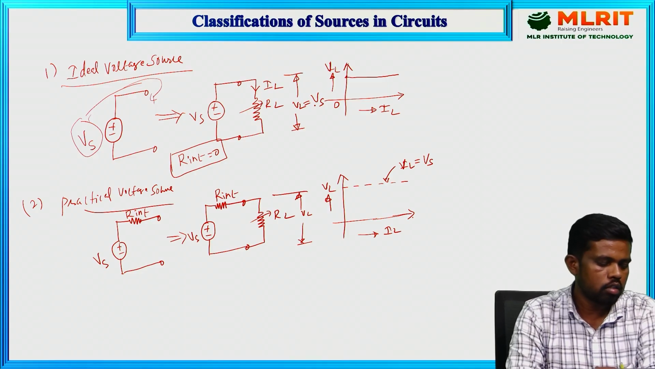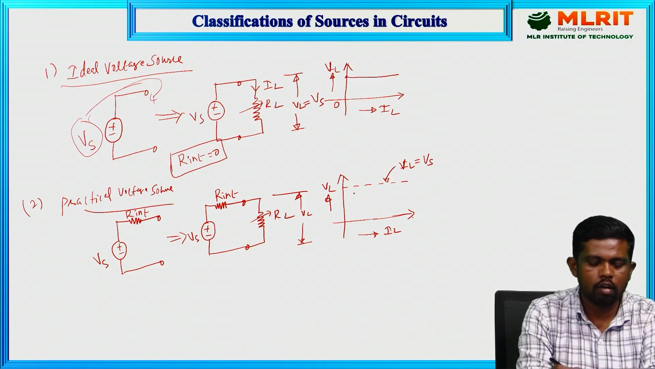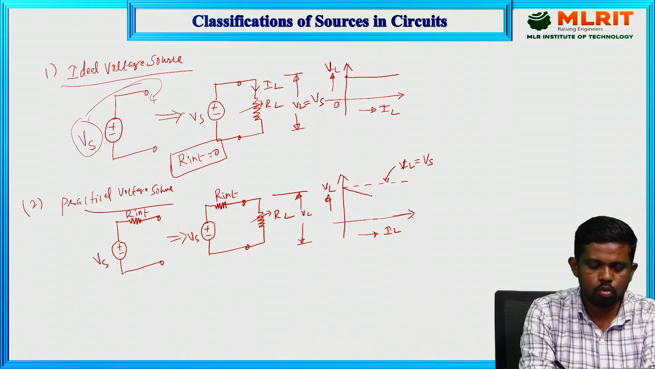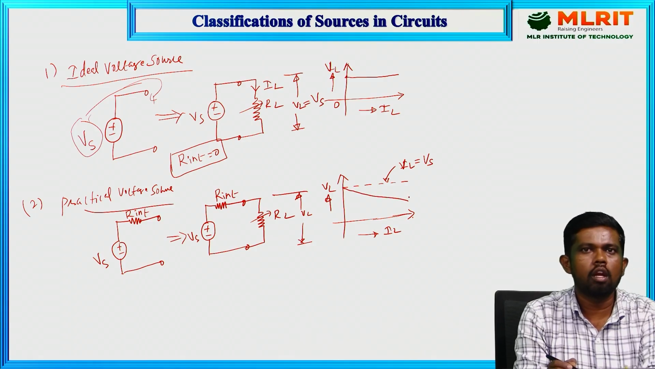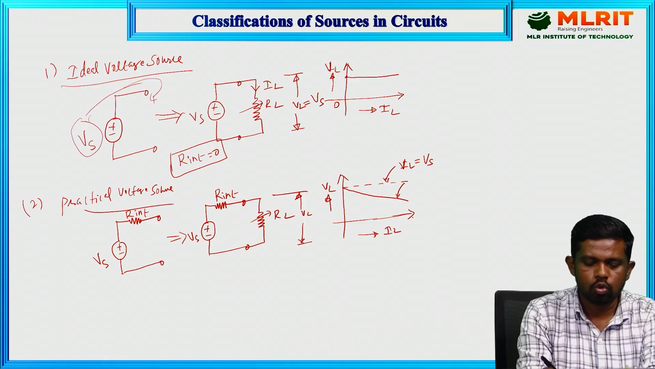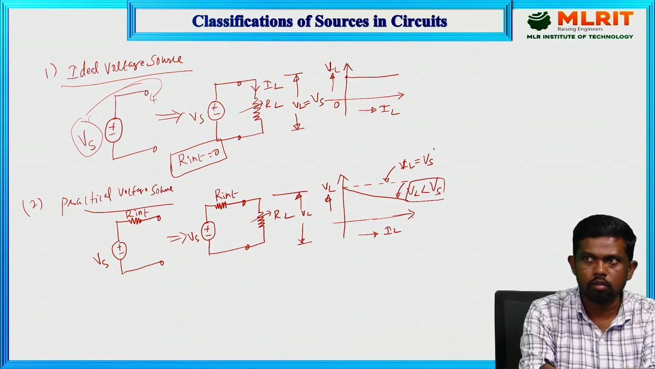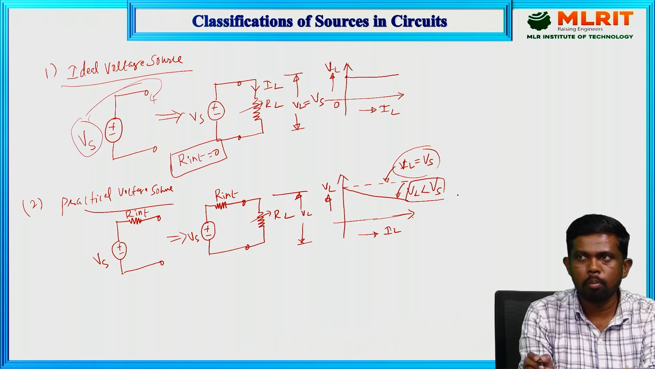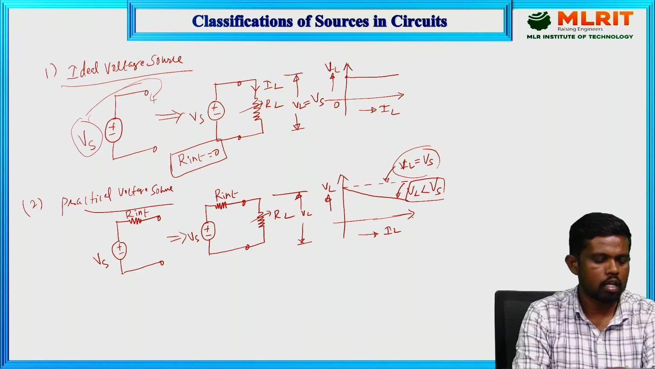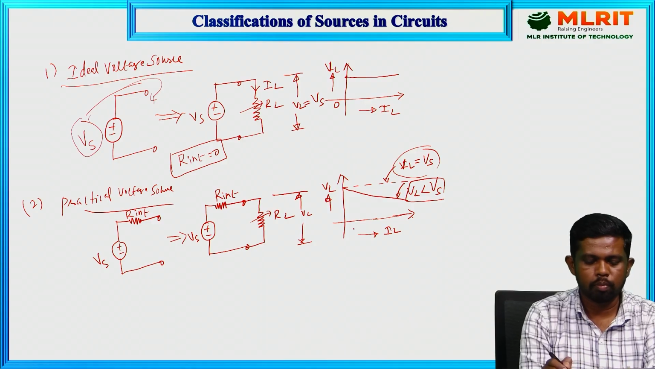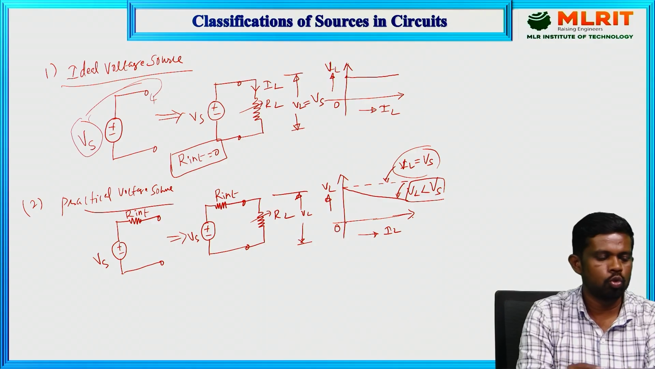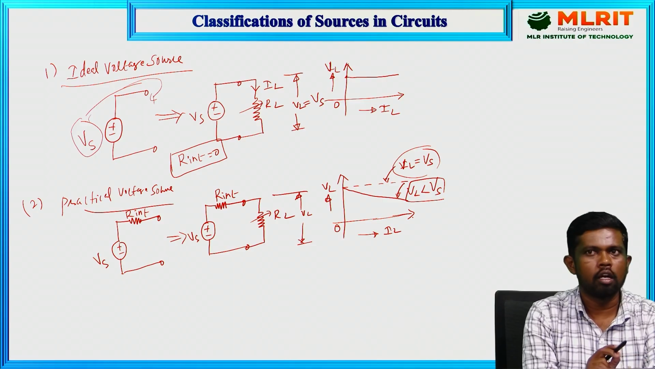Coming to this case, it delivers the reduced value of voltage. Due to the presence of the small internal resistance, it delivers a reduced value of voltage. So the voltage across the load is always less than the source voltage in this case. This is the ideal case, this is the practical case. So it is an independent voltage source which delivers the reduced or specified value of voltage to the load terminals with respect to the load current variations. So these are the characteristics of the ideal and practical voltage source.